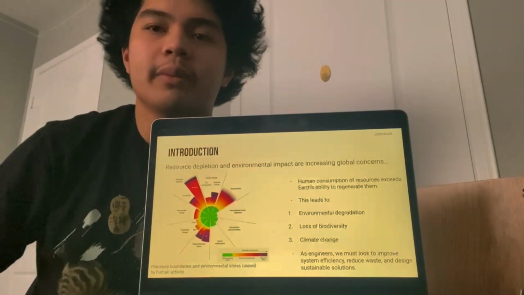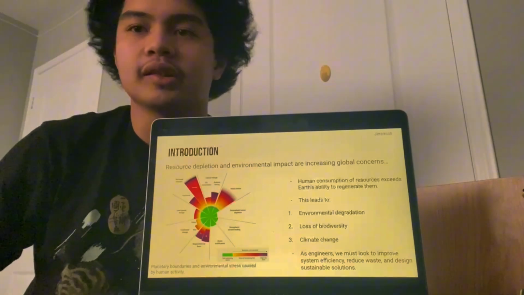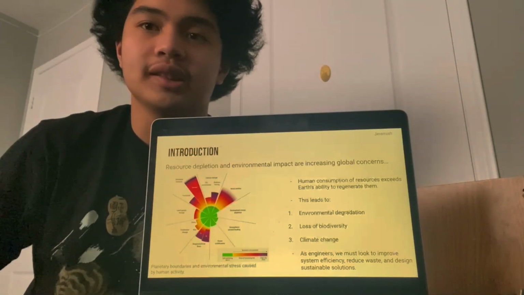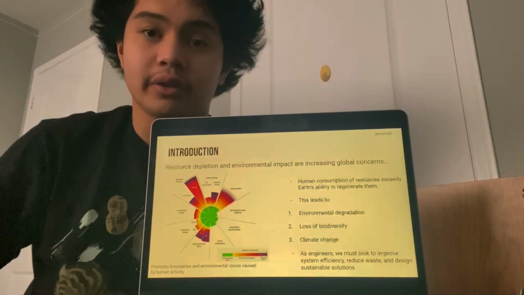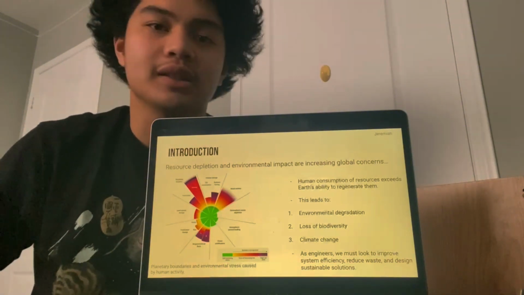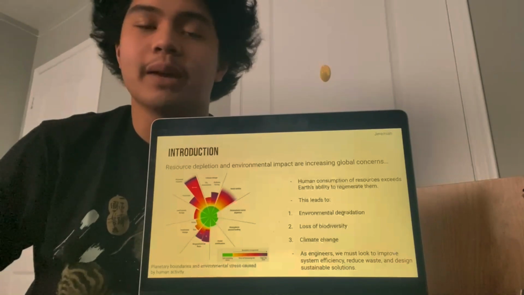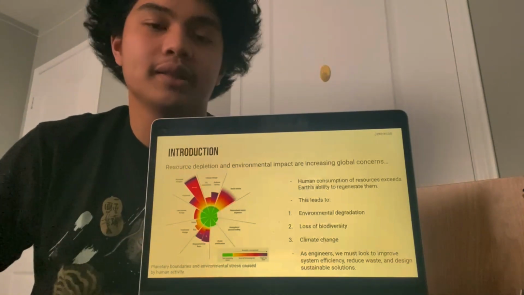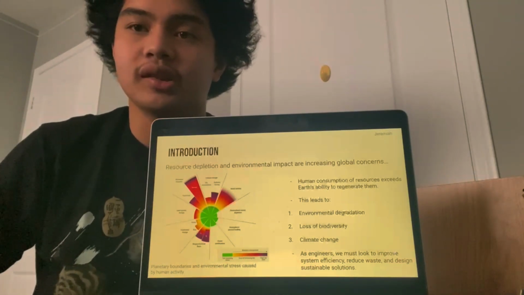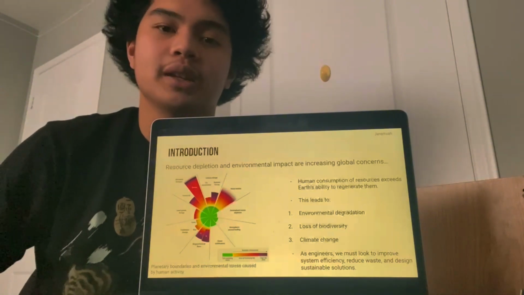Resource depletion and environmental impact are increasing global concerns, as human consumption now exceeds the Earth's ability to regenerate resources. This imbalance leads to environmental degradation, loss of biodiversity, and climate change. As engineers, it is important to focus on improving efficiency, reducing waste, and developing more sustainable systems.